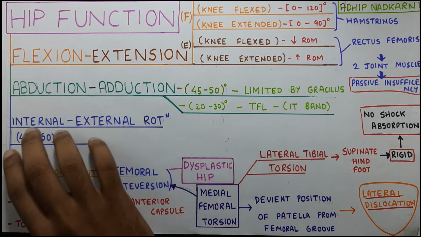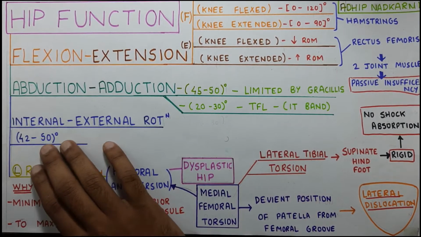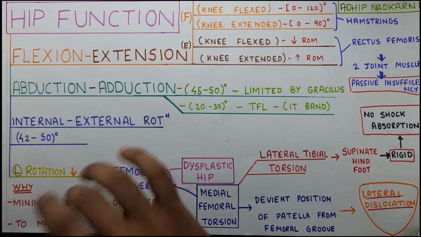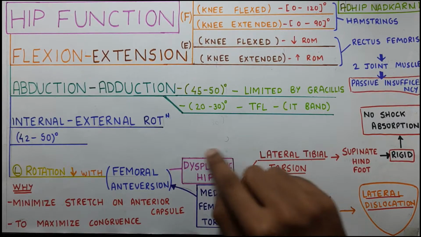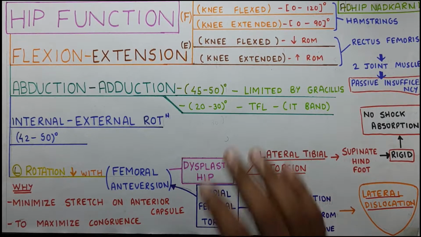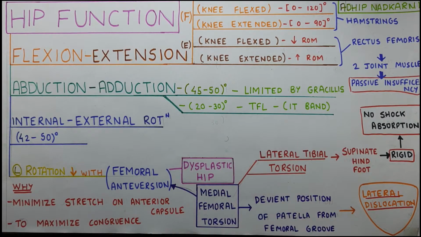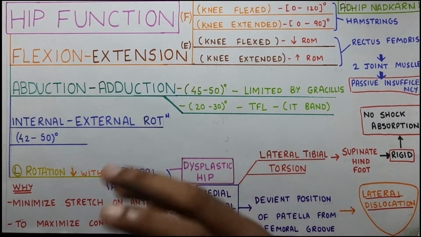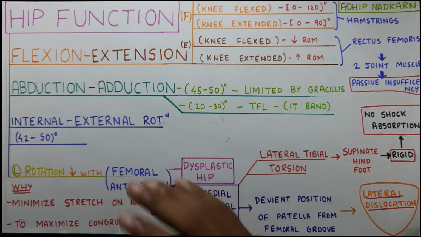Moving ahead, there is the internal and external rotation at the hip joint, which is around 42 to 50 degrees. And lateral rotation is specifically reduced with femoral anteversion, which is commonly seen in dysplastic hip. Okay, so here is where it gets very interesting, there is a chain of things that happen, and it's just very fascinating for me. So your lateral rotation, I said, reduces with your femoral anteversion, which is mostly seen in your dysplastic hip, right? Now why is this?